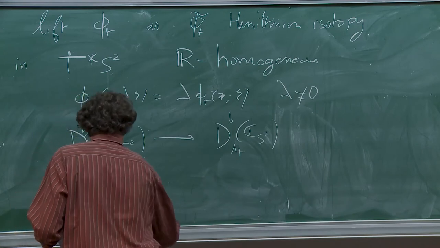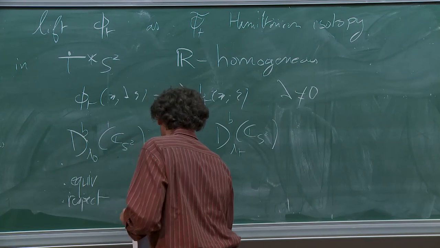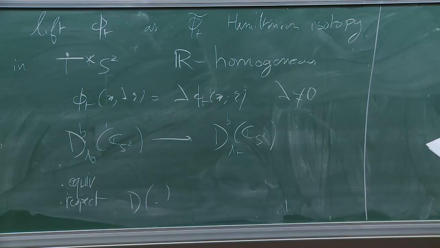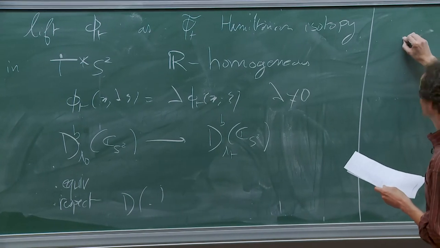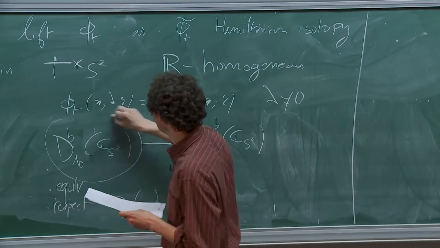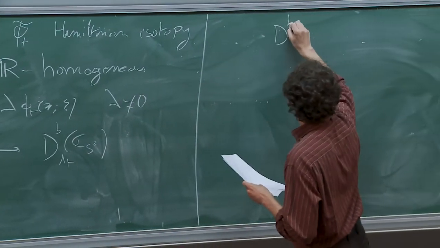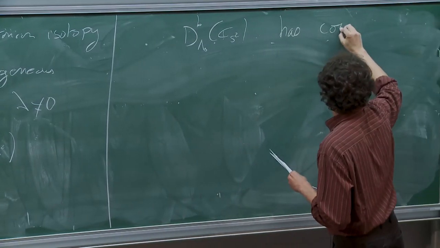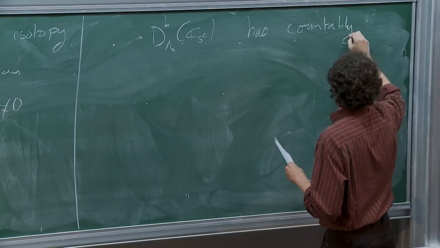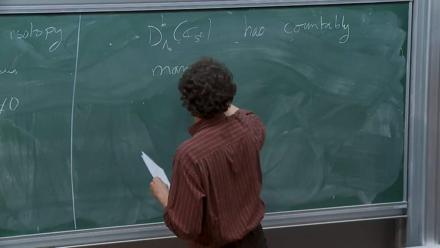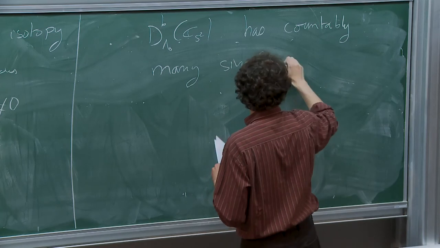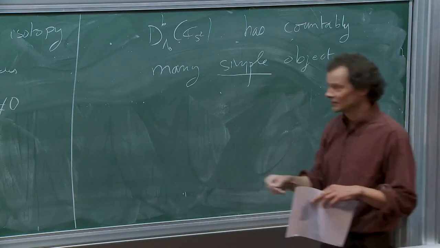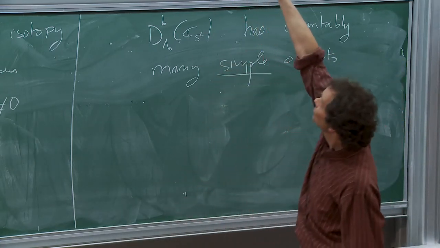I mean, it commutes with the duality. We can also see that the first category here has only countably many simple objects. So of course I have to explain simple. So simple means, so we call the definition of the microsupport.